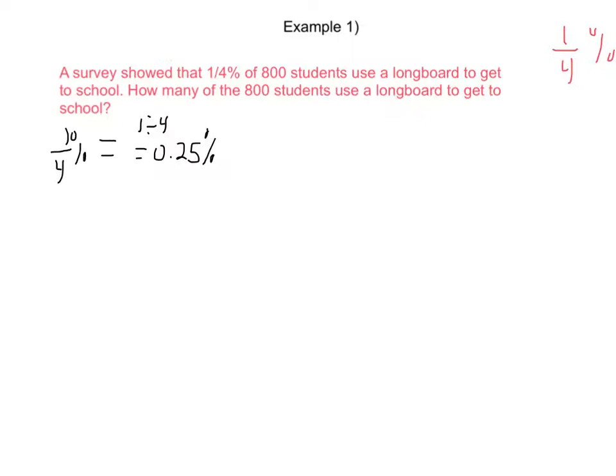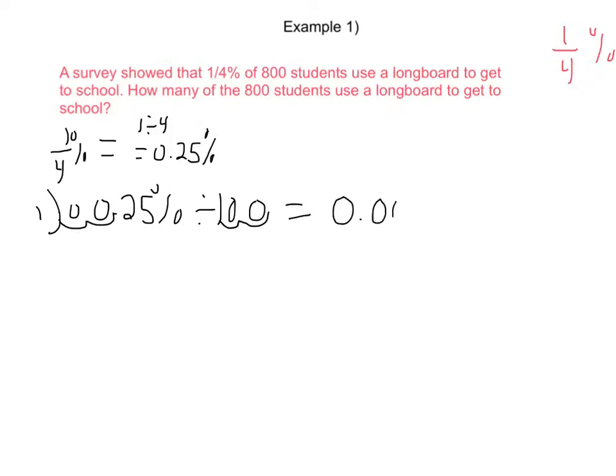So step 1, as before, was divide the percent by 100. Well, when we divide a percent by 100, we have 0.25%. We need to divide that by 100. That's our step 1. Well, 0.25 divided by 100, that's like taking the decimal back 2 spots. So move it back twice. And that gives us 0.0025. Got our decimal.